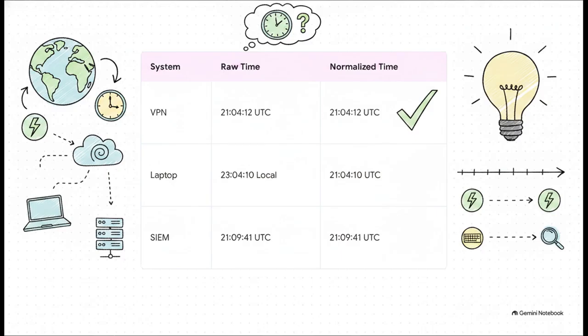The laptop says 23:04, and the SIEM logged it at 21:09. At first glance, you'd think the laptop is 2 hours ahead, the SIEM is 5 minutes late, and you basically have 3 conflicting events. But if you look closely at the normalized time, the picture changes. The laptop was actually operating in local time, UTC +2. When we normalize that back to UTC, the laptop event is 21:04:10. The VPN event is 21:04:12, so they only differ by 2 seconds.